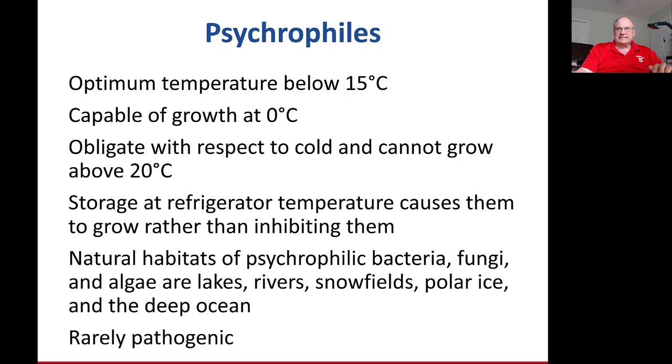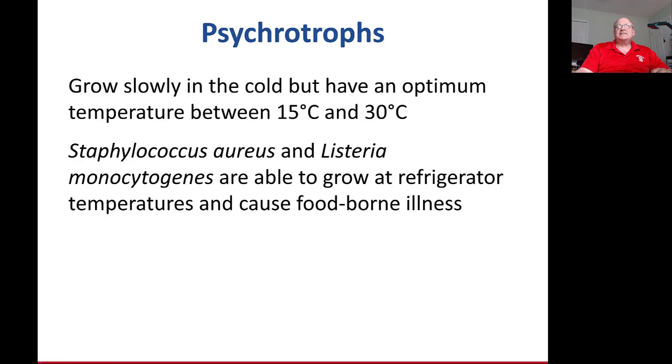So those are saprophilic types of organisms. Obligate with respect to cold and cannot grow above 20, so we don't have to worry about them as pathogens, but they may be preforming toxins which will survive and you eat it, and then you're going to be really sorry later. Natural inhabitants of lakes, rivers, snowfields, polar ice, deep oceans: saprophilic bacteria, fungi, algae. Sort of rarely pathogenic, so I don't really worry about them. But it's a term we need to know.